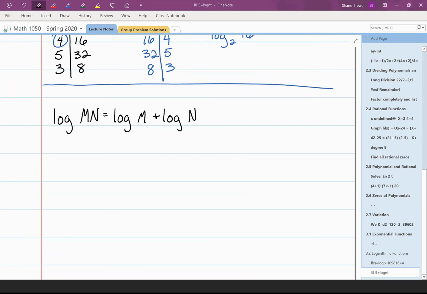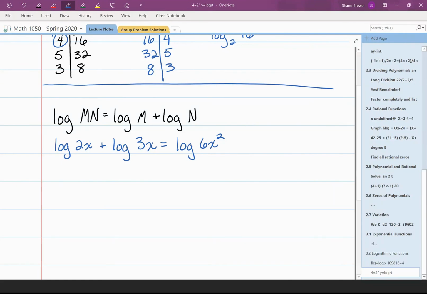Now that works in reverse as well, and in fact, reverse is how we see it most often, right? If I'm working with log of 2x plus log of 3x, well, I can condense that down to log of 6x squared, the product of those things. That gives me the rule for combining logs. If I'm ever adding logs, I can just get one log of the product.